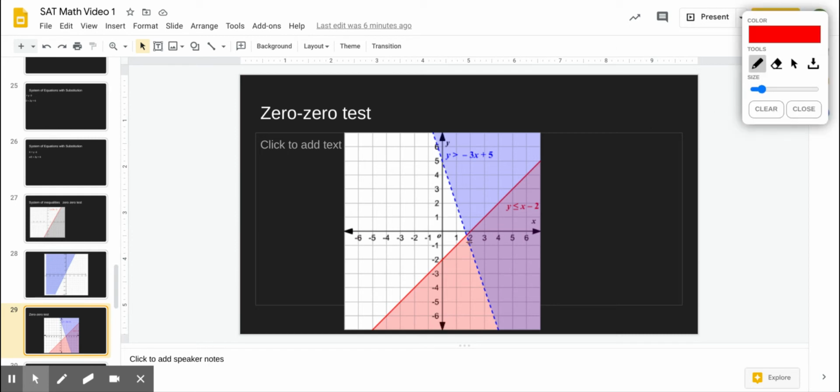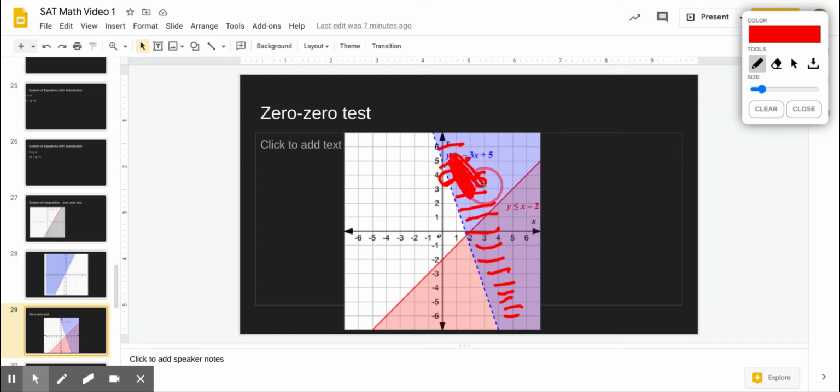Now, let's look at this dotted line one. As you can see, it's saying y is greater than negative 3x plus 5. It's not saying greater or equal. It's just saying greater. That's why it's a dotted line. So we can put in 0. Negative 3 times 0 is 0, and 0 plus 5 is 5. 0 is not greater than 5, and as you can see, it's going away from the origin, that line, away from the origin.